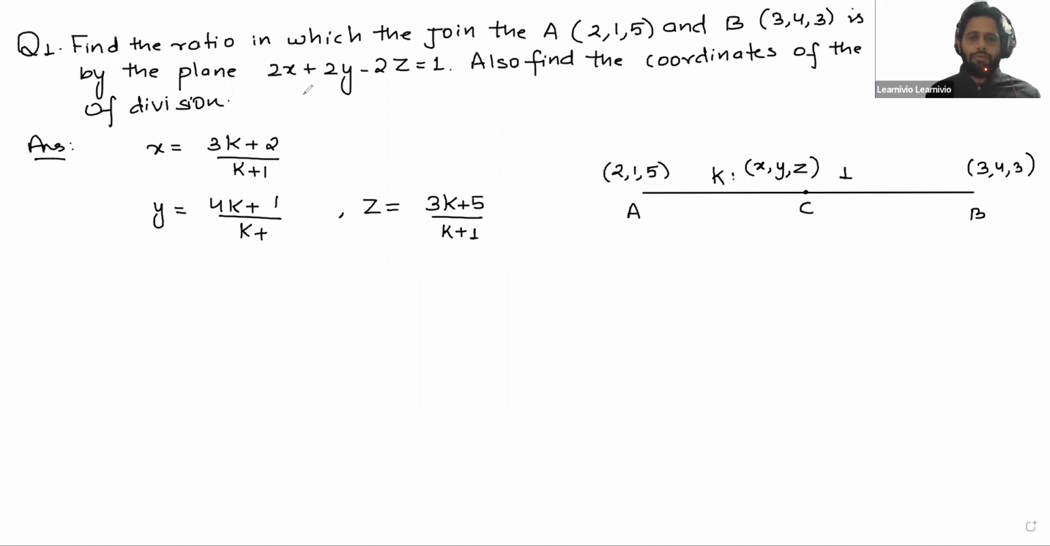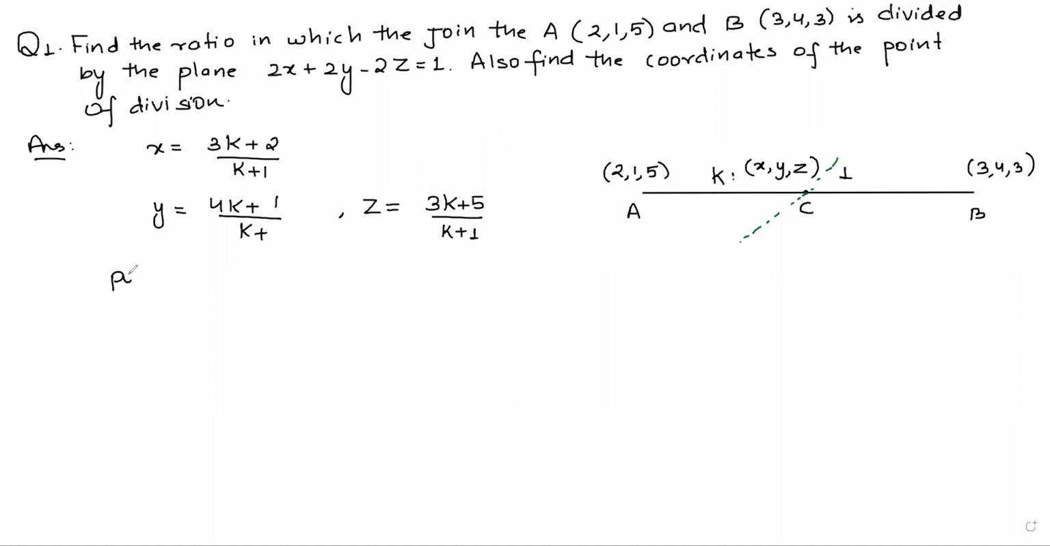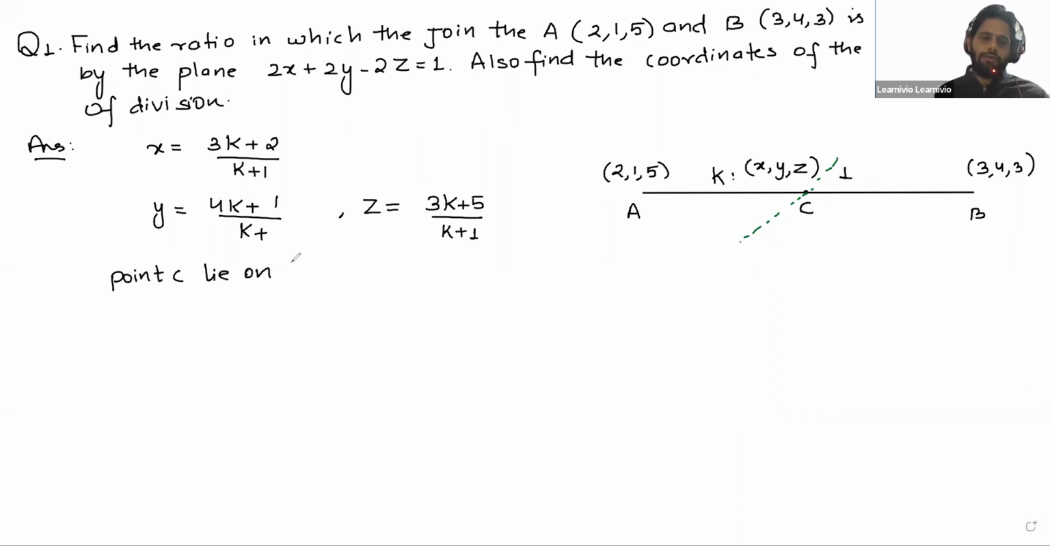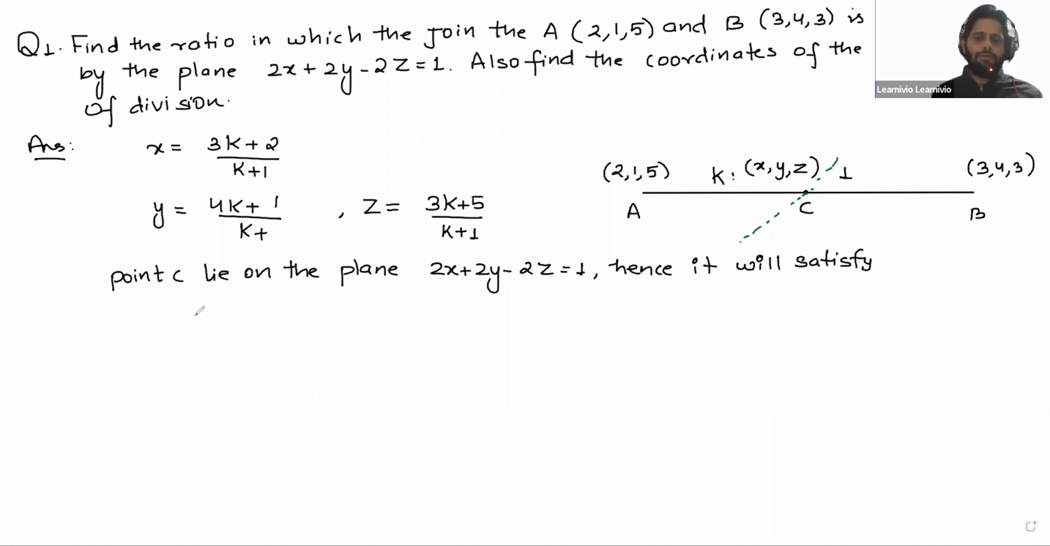Now, this point is C. Will this point lie on the plane? Yes, the plane is dividing this line. So the case is like this. The plane is passing through this point and then it divides this line AB in the ratio of k is to 1. So this point C lies on the line AB as well as on the plane. So we can say that point C lies on the plane 2x plus 2y minus 2z is equal to 1. Hence it will satisfy the equation of the plane.